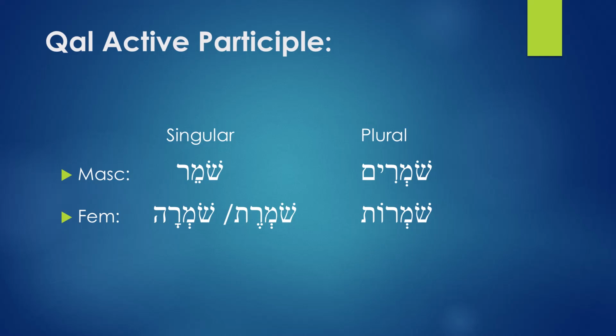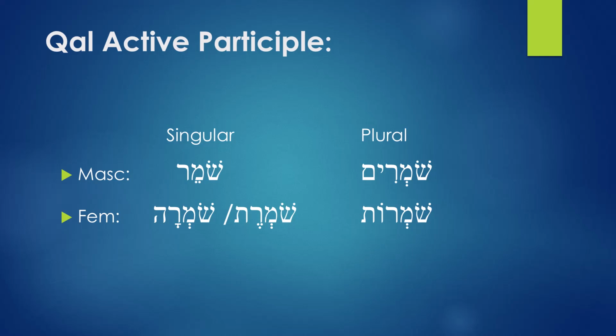And in the feminine plural you have shomrot. Remember that ot is a feminine plural, if you still remember the noun endings. So you have shomrot, which means keeping. And so the active participles are translated with -ing, regardless of the number. Singular, you put -ing. Plural, you are going to put -ing. The translation is still the same, keeping.